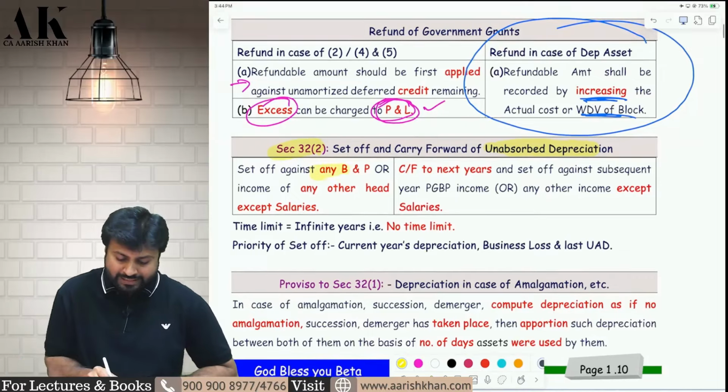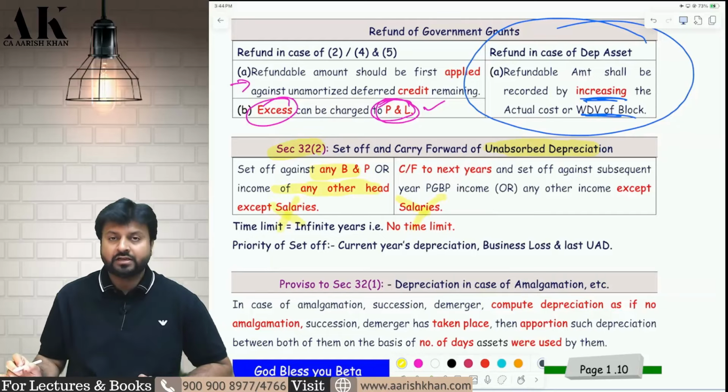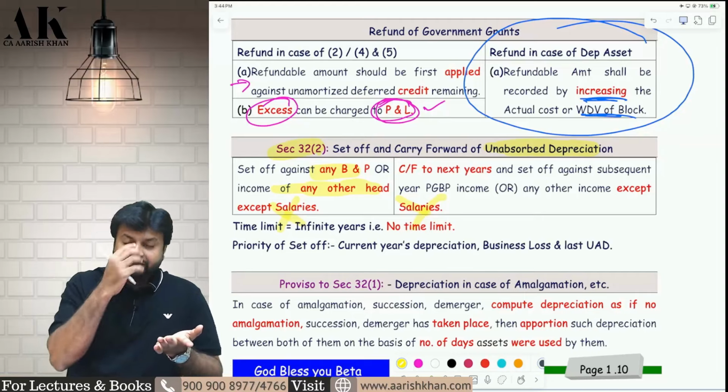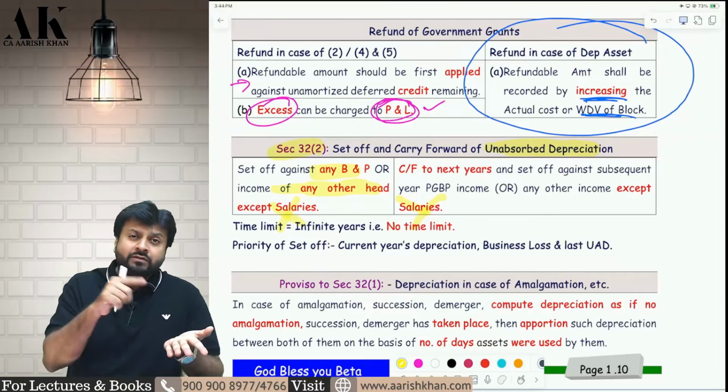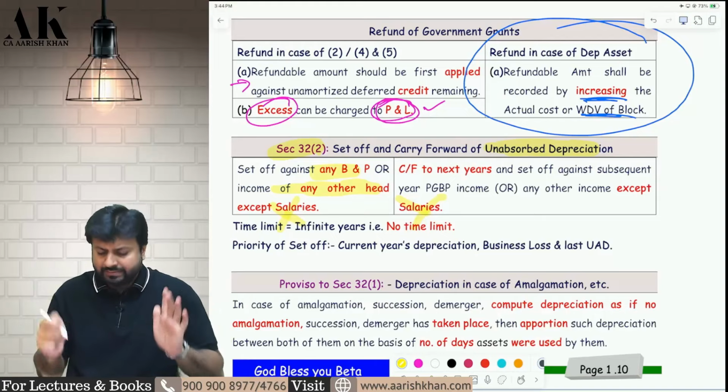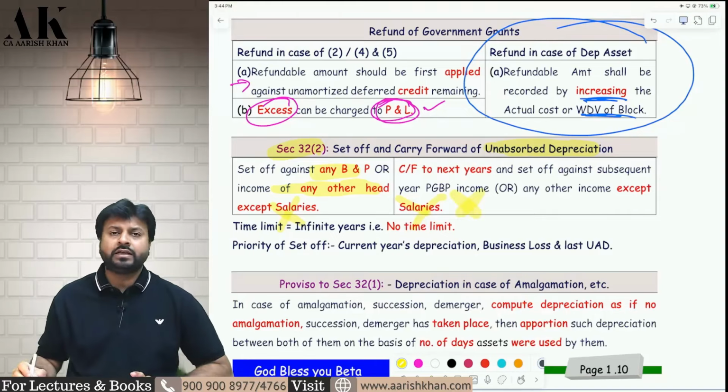You can set off that against any income, first against business income, then against any other income except salary. You can set off in the current year first against business income, then any other income except salary. Then you can carry forward and set off against business income and any other income except salary.